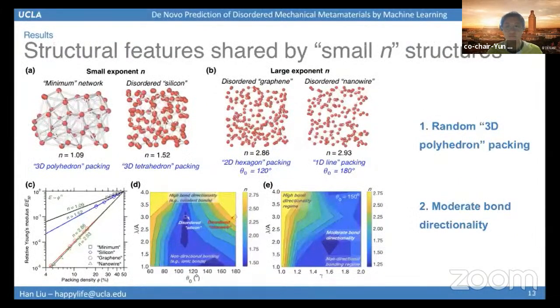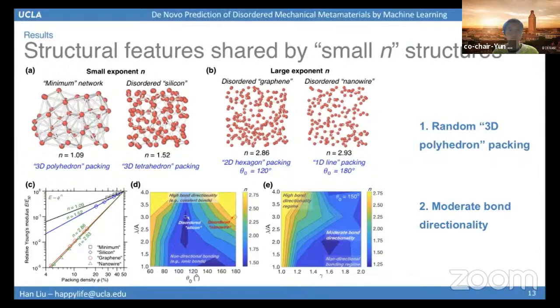We now investigate the structural features shared by these small n structures identified by machine learning. Figure A and B provide some examples of small n structures and large n structures, respectively. We find that random 3D polyhedron packing is more likely to yield small n structures than random 1D or 2D structure packing.